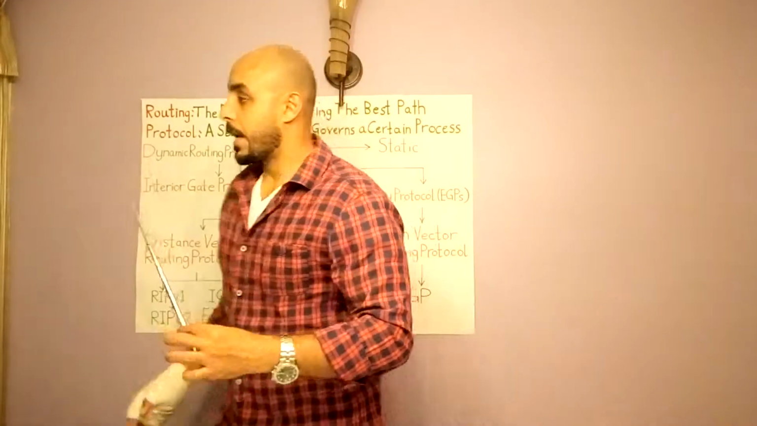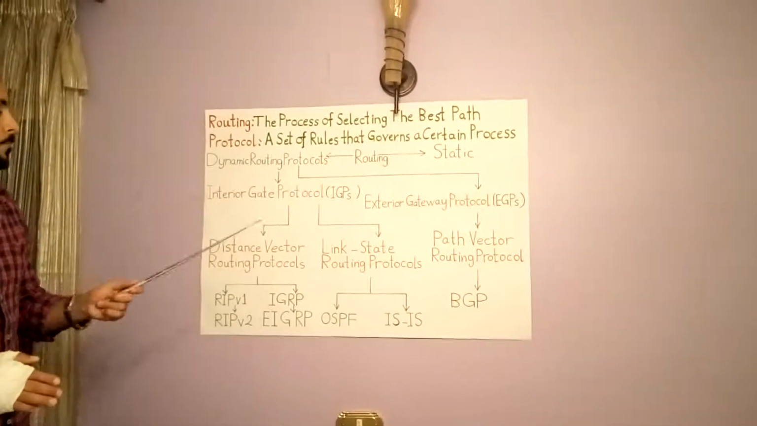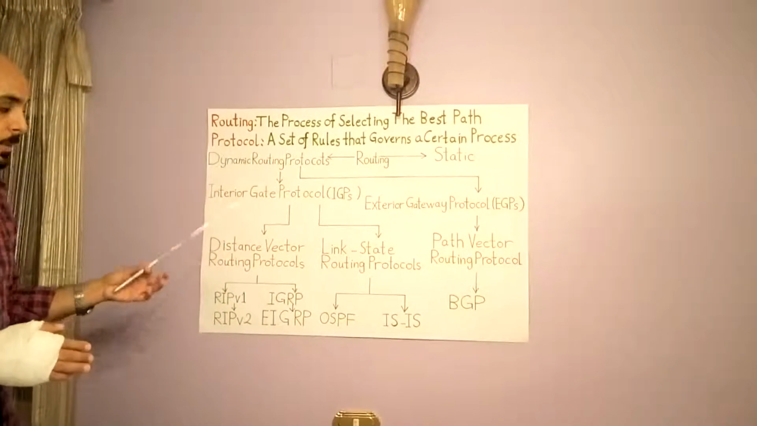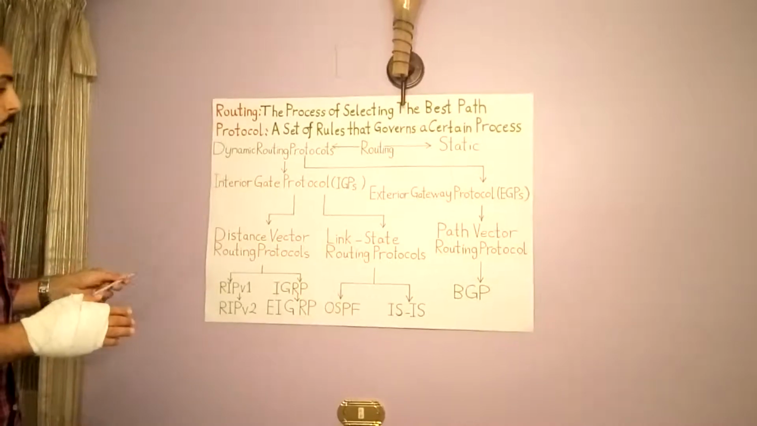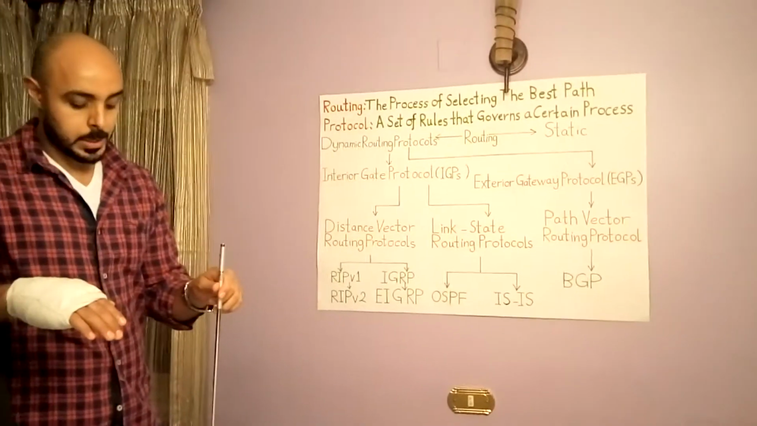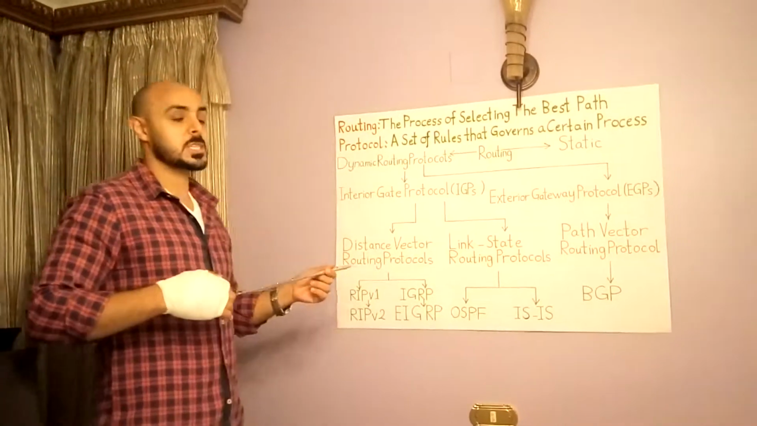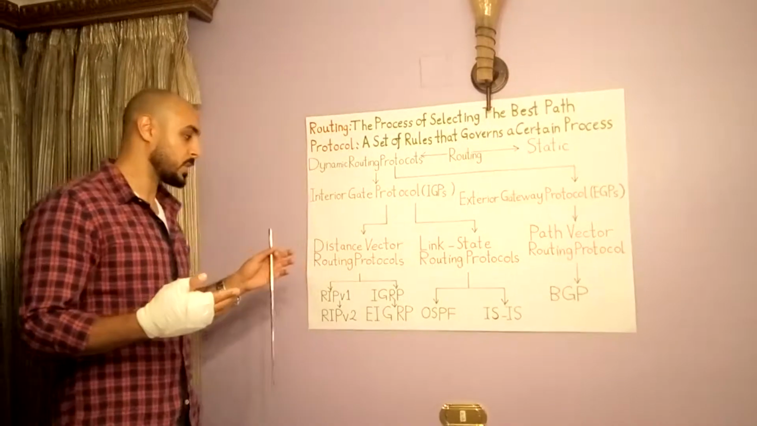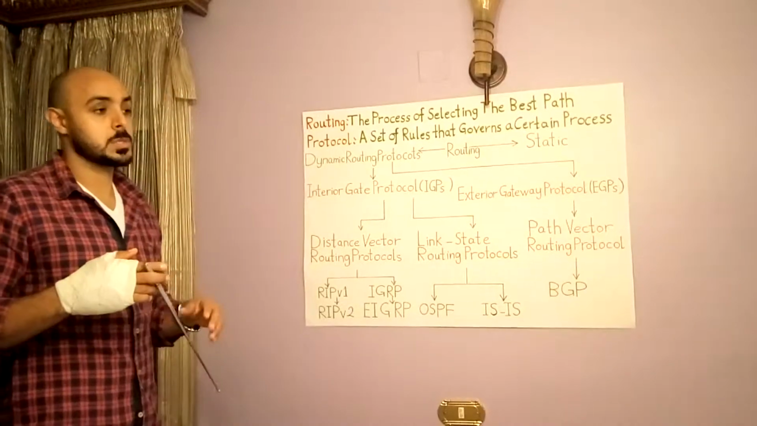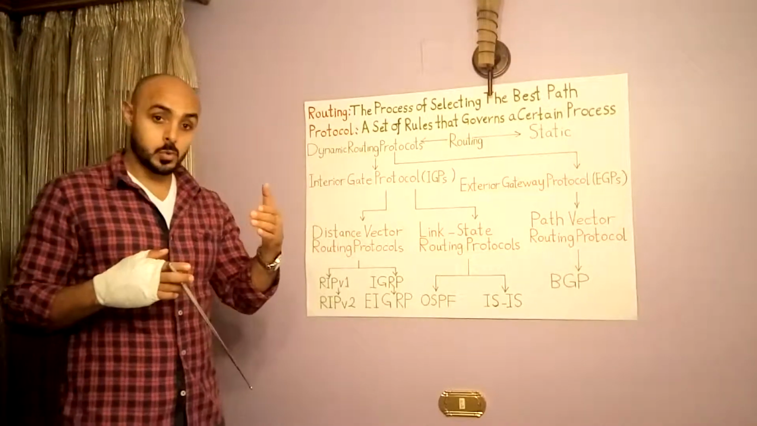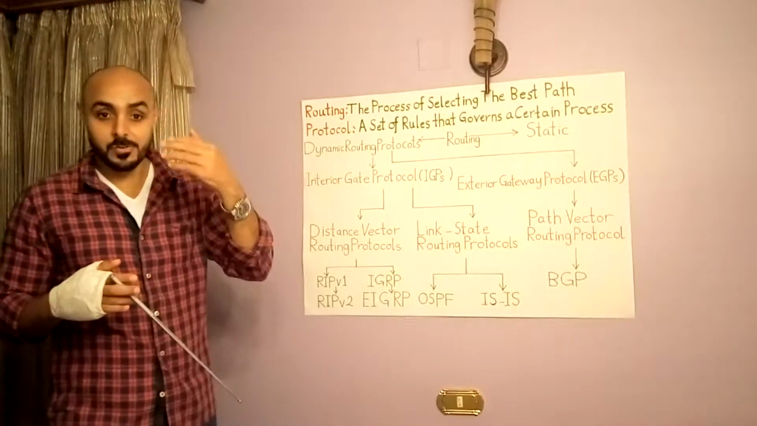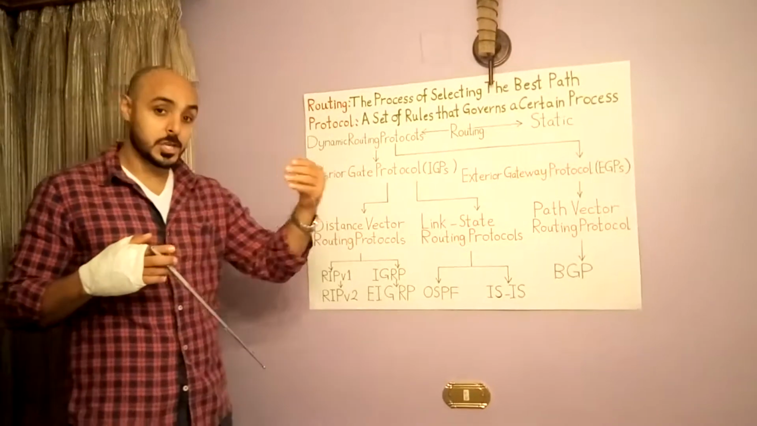The interior gateway routing protocols are also divided into two main groups. The first one is called the distance vector routing protocols, and the other is the link state routing protocols, right? In order to understand the difference between these two types, let's explain what distance vector and link state are. The distance vector routing protocols are dynamic routing protocols that use the distance and the direction as the metric.